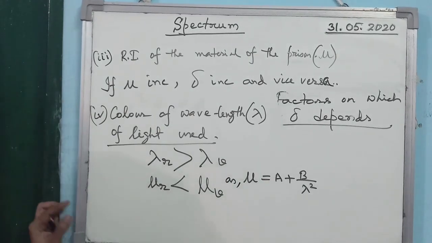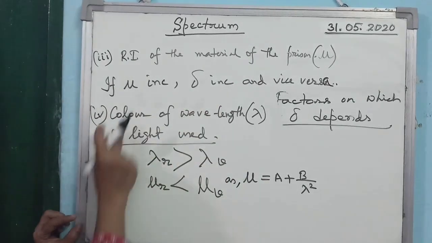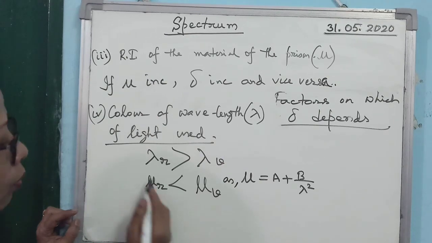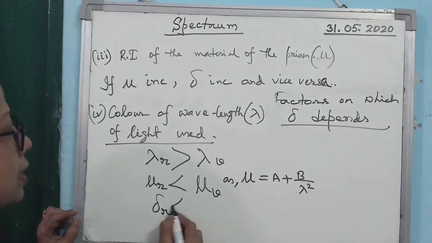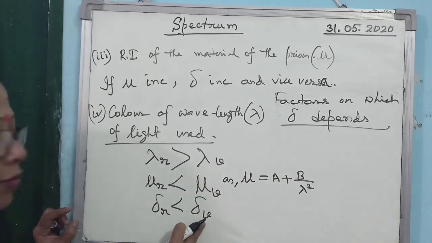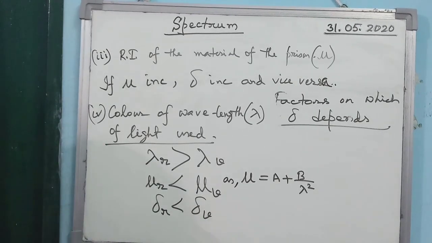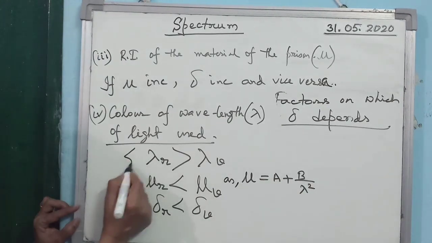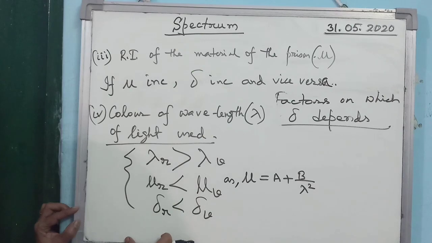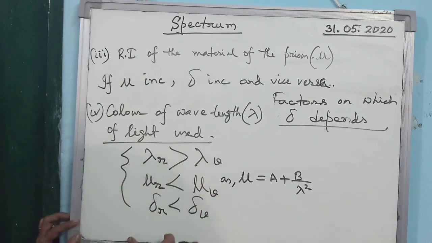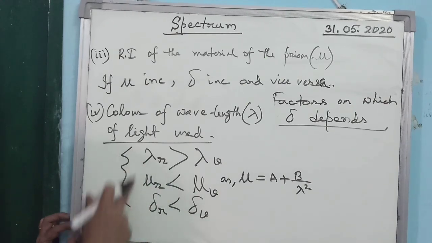Is that clear? Now, in the previous one, what we have seen is, if mu increases, delta increases, and if mu decreases, delta decreases. So if I apply the same here, you can write that the deviation suffered by the red light will be minimum, whereas the deviation suffered by the violet light will be maximum. Is that clear? Now, these three steps are the most important, concept-wise also, question-wise anyway. It is the most important concept, so you must remember these three steps.